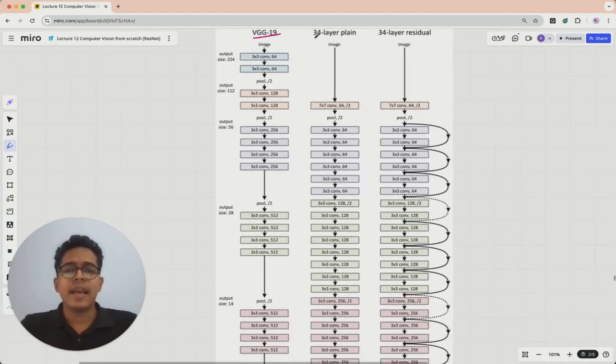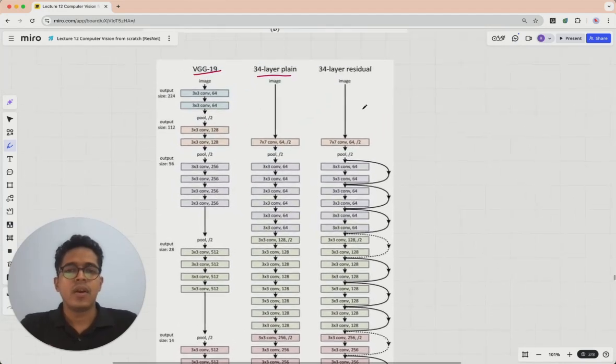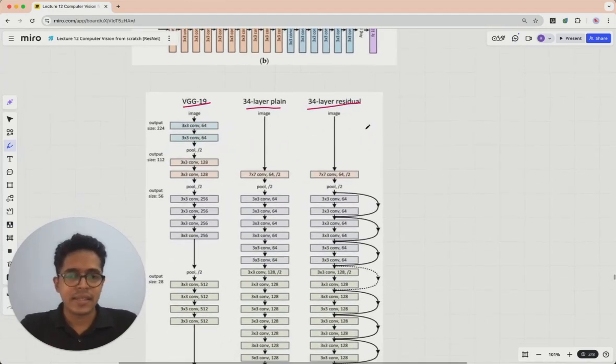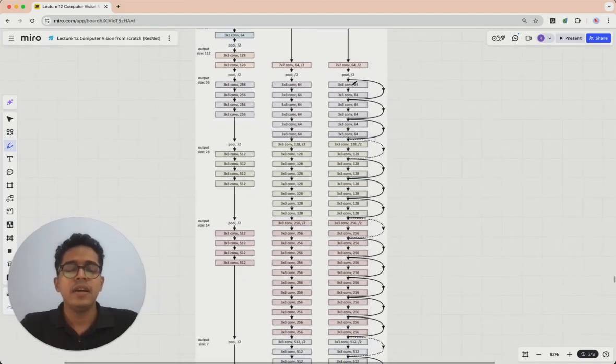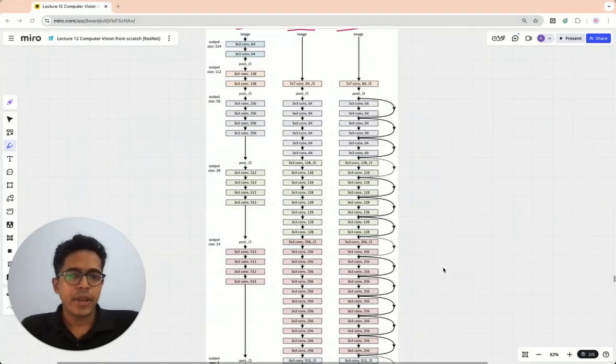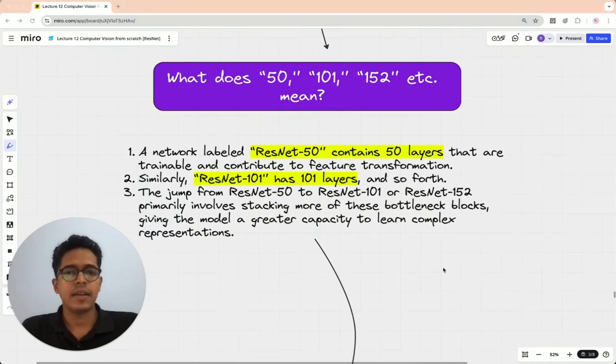And then if we have a simple 34-layer plain neural network architecture, it may look something like this. Now, if we have a 34-layer ResNet, as in this image from the ResNet paper, you will also have these skip connections or these residual modules. And if you have seen, in the context of ResNet, terms like ResNet 50, 101, 152, etc., it simply denotes the number of layers. ResNet 50 will have 50 layers. ResNet 101 will have 101 layers.